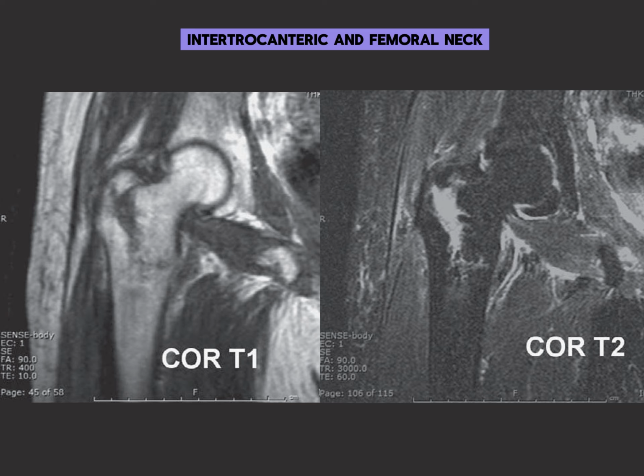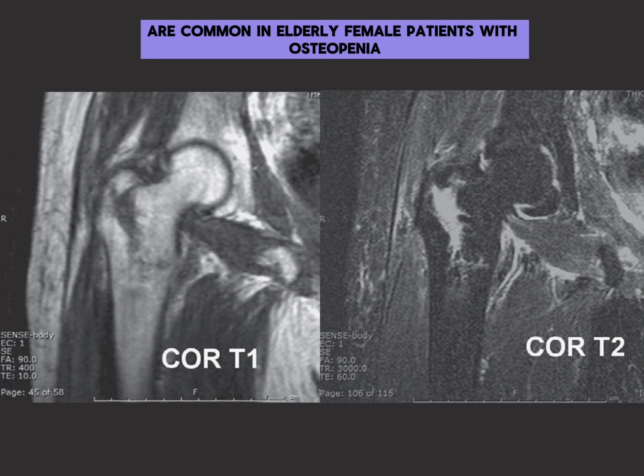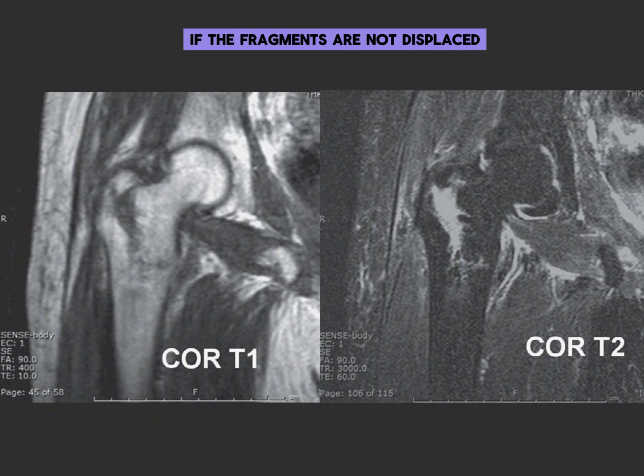Non-displaced, incomplete intertrochanteric and femoral neck-hip fractures following a fall from a standing position are common in elderly female patients with osteopenia. The outcome of these fractures tends to be better if the fragments are not displaced. MRI is crucial for diagnosing these fractures when plain radiographs are inconclusive. Isn't that fascinating? Before we wrap up, here are some pearls and pitfalls to remember.